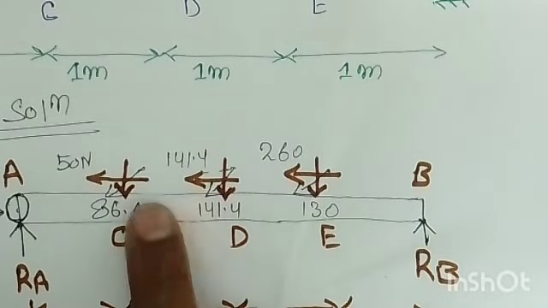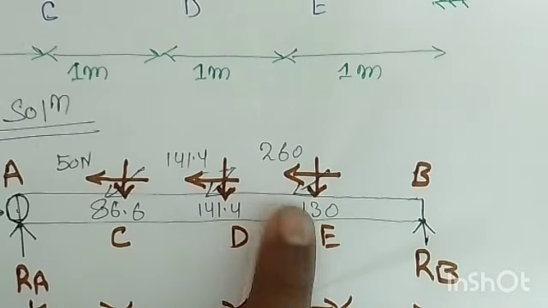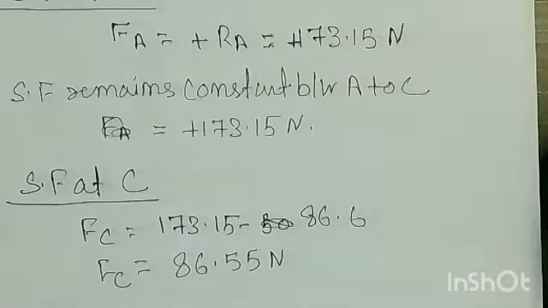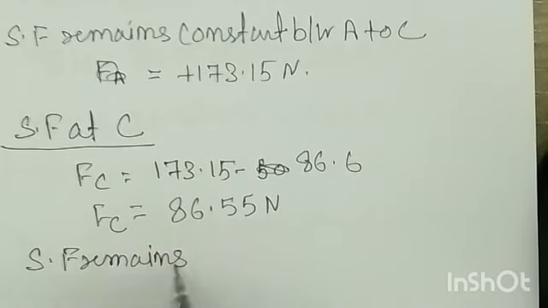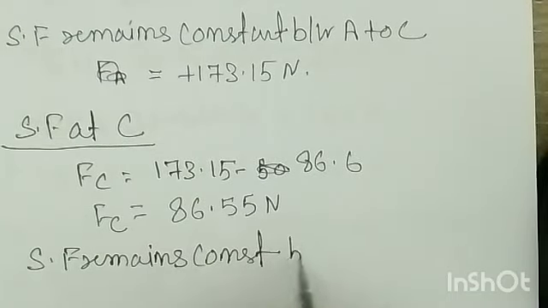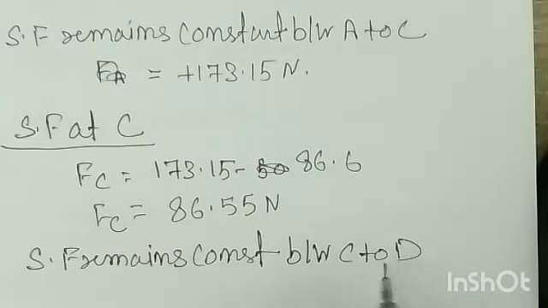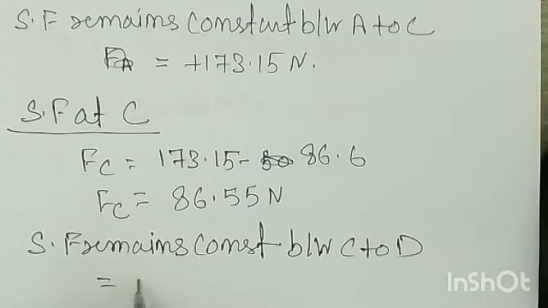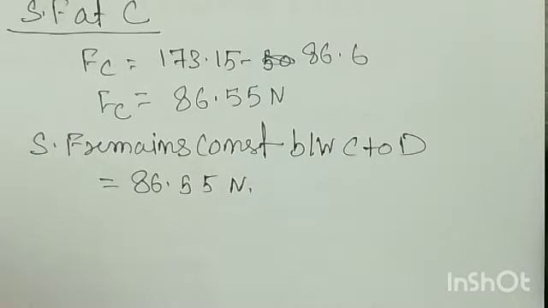Now again, as you are moving from C to D, there are no other forces. So between C to D the shear force remains constant, but at D this force will be subtracted. Again from D to E there are no forces, so it will be constant, and at E it will be subtracted, and so on. So now I'll directly write that the shear force remains constant between C to D, and that value is nothing but 86.55 Newton.